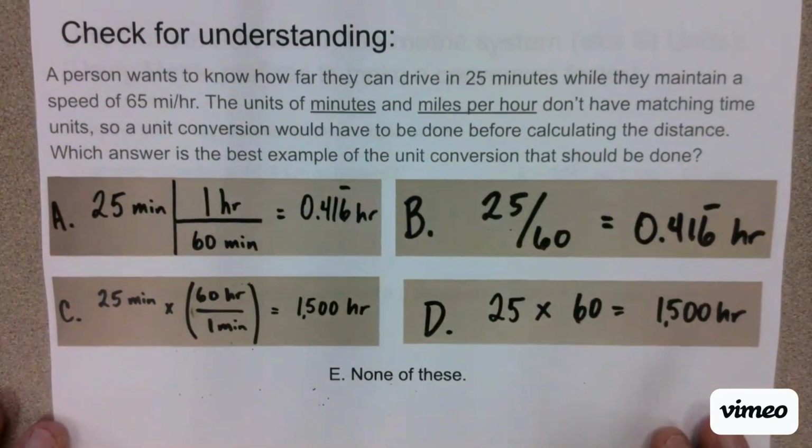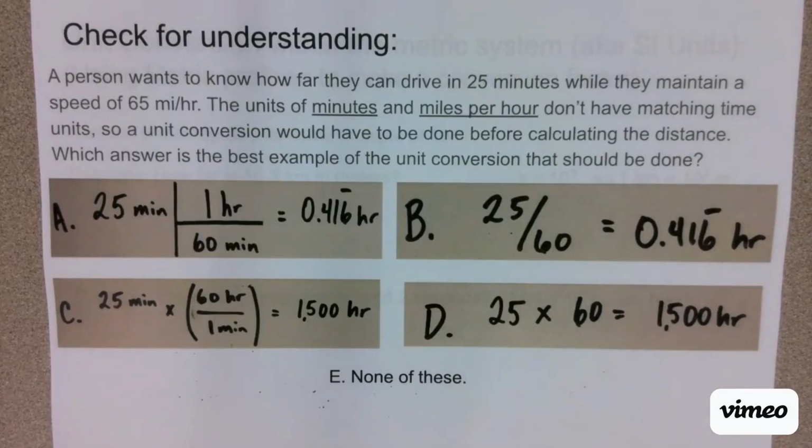All right, so let's take a quick check for understanding here to make sure you understand how this works. So a person wants to know how far they can drive in 25 minutes if they maintain a speed of 65 miles per hour. The units of minutes and miles per hour don't have matching time units. They don't agree. So a unit conversion would have to be done before calculating the distance. Which answer is the best example of the unit conversion that should be done? I'm going to allow the video to pause for a little bit so you can think through the answers.